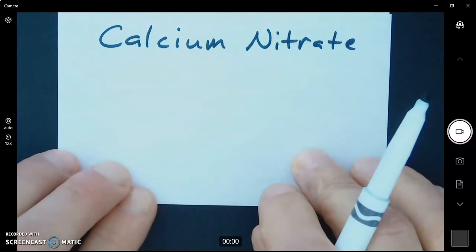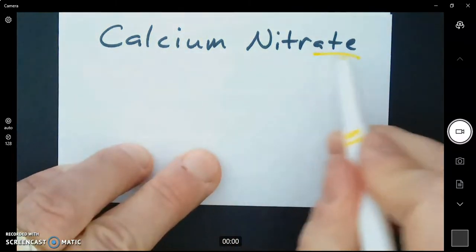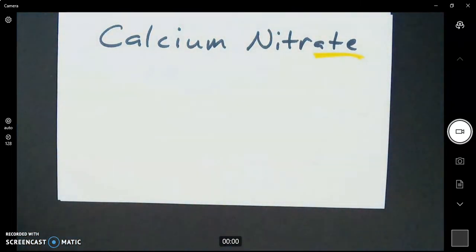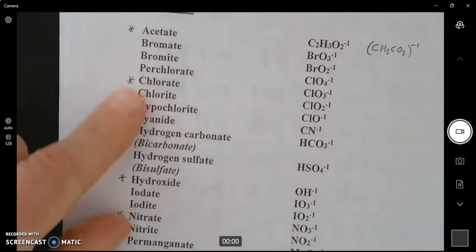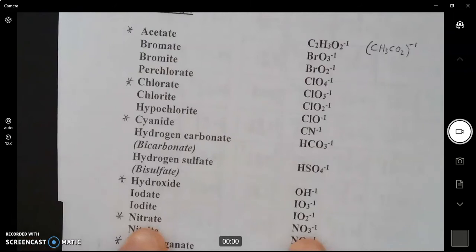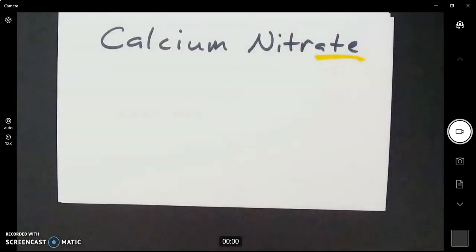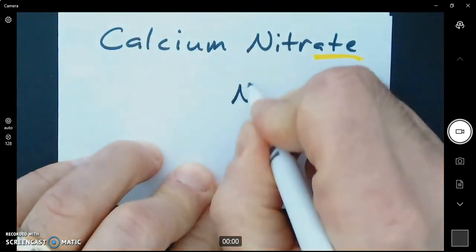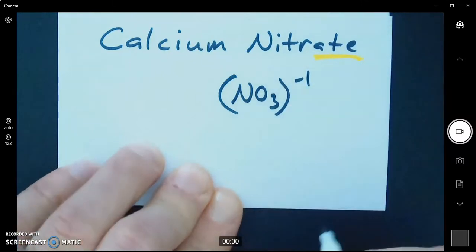Let's look at calcium nitrate. All right, so nitrate. Where do we look if we have something that ends in ATE? We're going to look at our polyatomic ion sheet. So nitrate is right here. Let's find it in our, there it is, nitrate, NO3 -1. So we're going to write that down. We're going to put that in parentheses and put the charge outside.